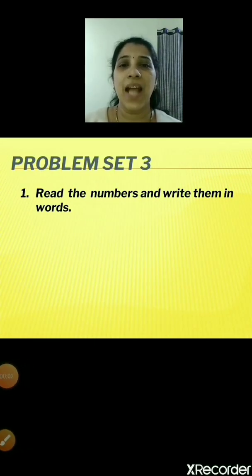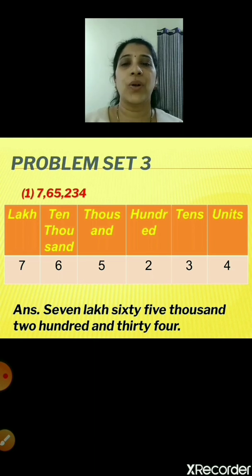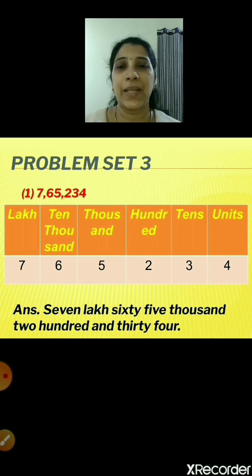Read the numbers and write them in words. So your first sum is 765234. So we have arranged them in the columns: units, tens, hundreds, thousands, 10,000s and then lakhs. So we are going to start from the right. 4 you are going to write in the units place, 3 in the tens place, 2 in the hundreds place, 5 in the thousands place, 6 in the 10,000s place and 7 in the lakhs place. But when you are going to write it, you are going to use from left.